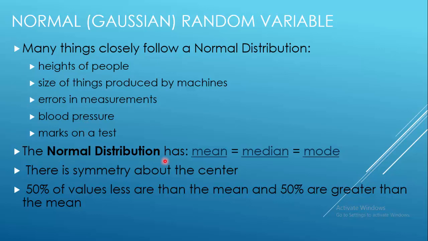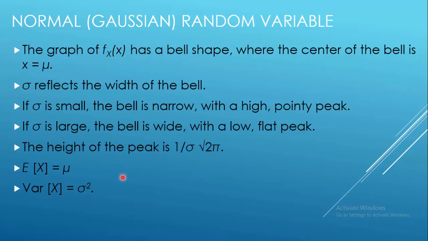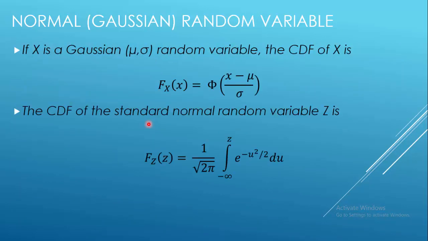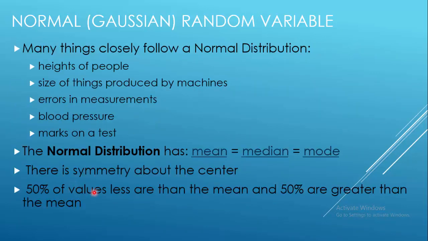The normal distribution has mean equal to median equal to mode. There is symmetry about the center. We have told you that there is symmetry about the mean. The probability for all the events above this mean value and below this mean value is the same. And 50% of values are less than the mean, and 50% of values are greater than the mean.